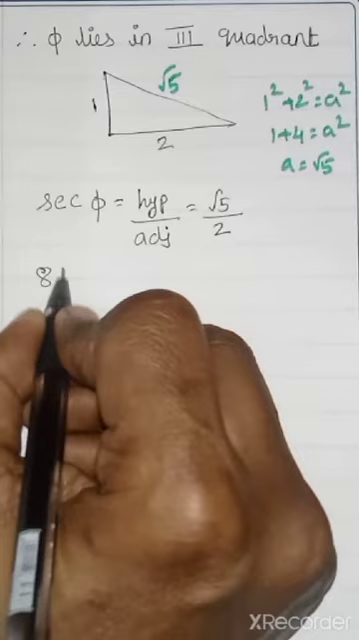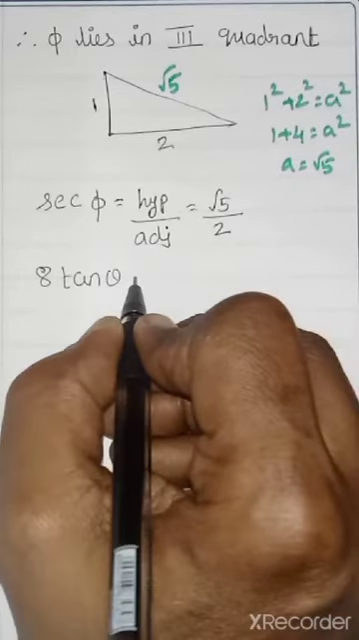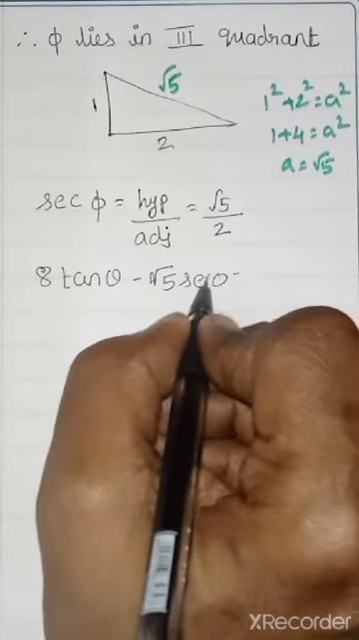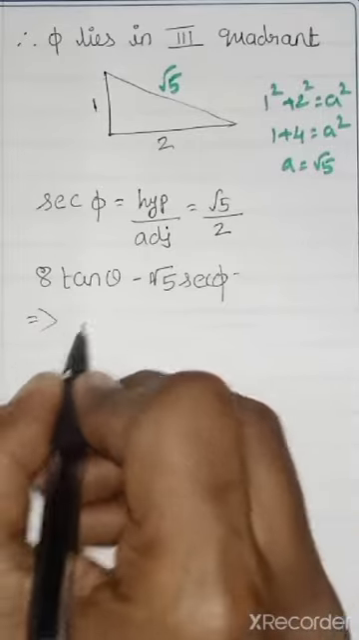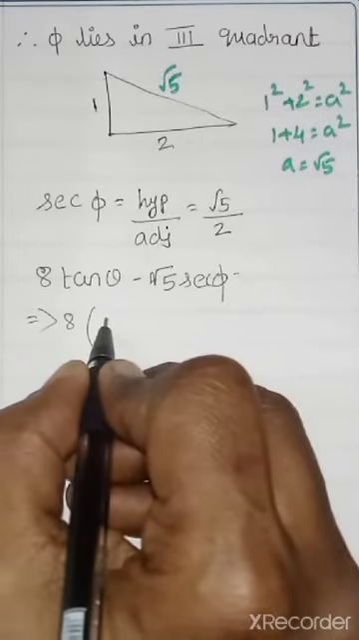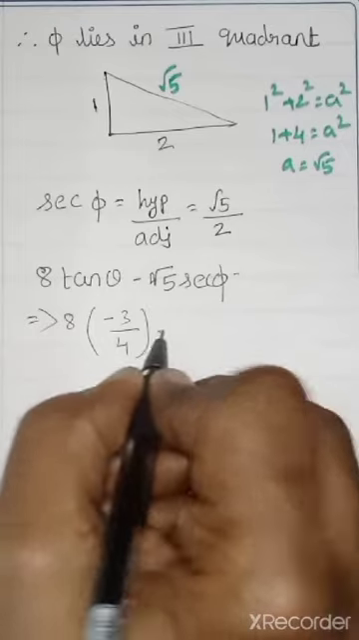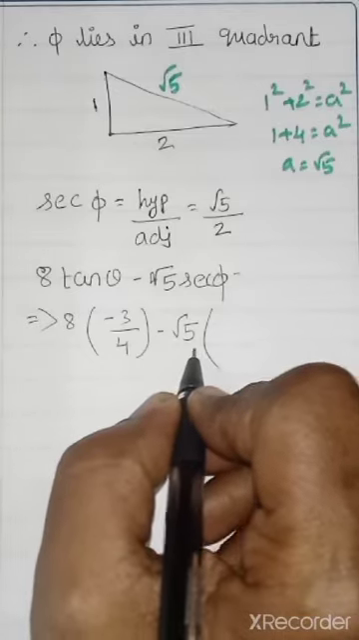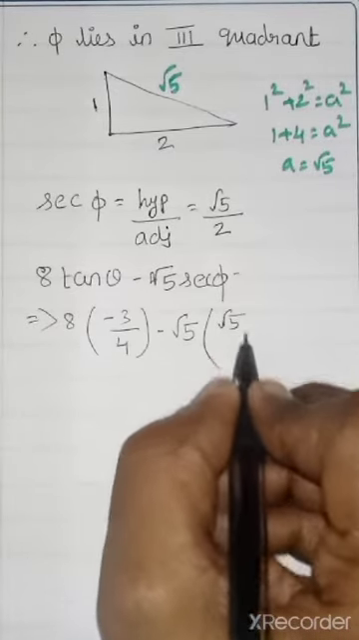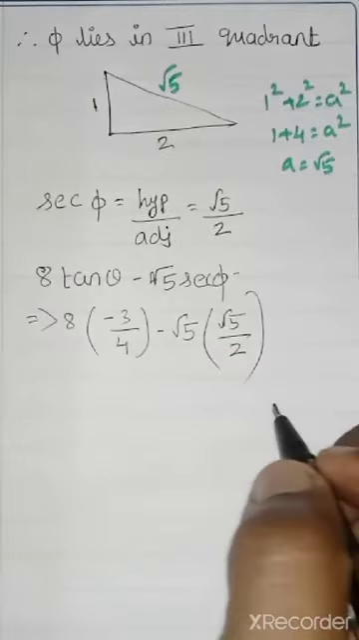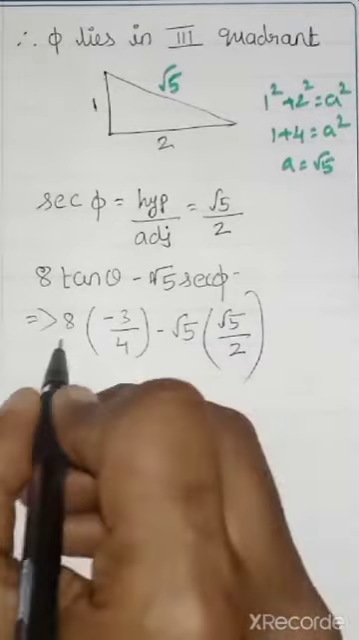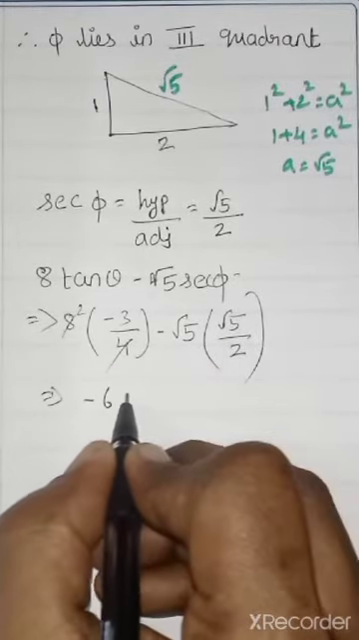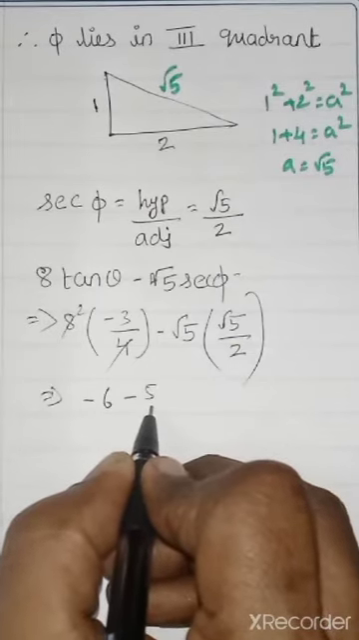What is the question given? 8 tan theta minus root 5 secant phi, implies 8 into what is the tan theta value? Minus 3 by 4, minus root 5. What is your secant phi value? Root 5 by 2. Correct? Now if you simplify, 1 fours are 4, 2 fours are 8, 3 twos are 6, minus 6, root 5 times root 5, 5. So minus 5 by 2.